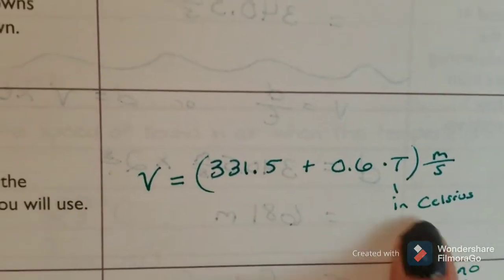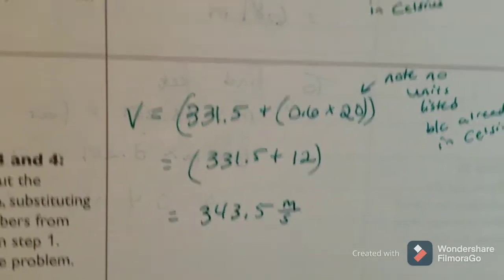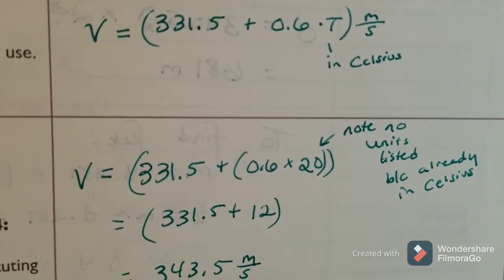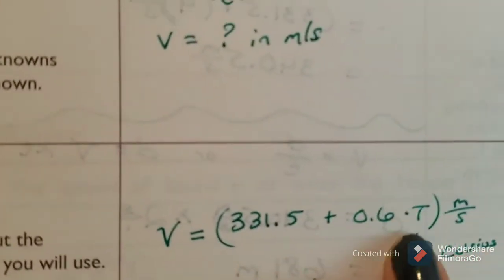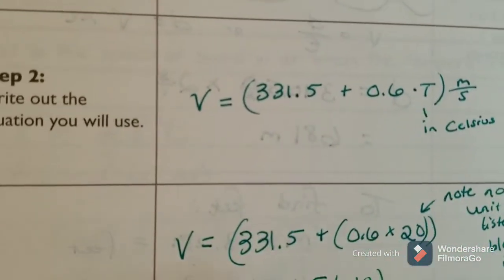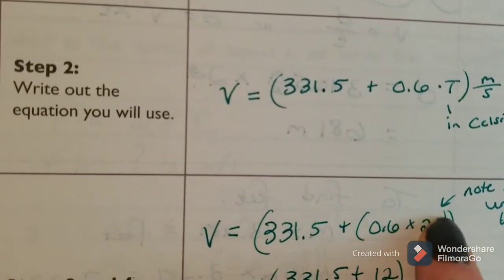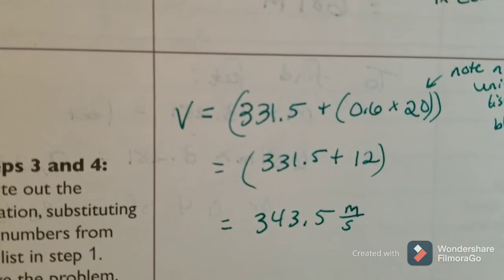So really, there's only one little thing to plug in. That's why we only have one variable up here, because it's the only one we need. How about that? Okay, so let's plug it in. No units listed because it's already in Celsius. Because this T always has to be in Celsius, you don't have to put degrees Celsius here. It's just given that it's in Celsius. That's built into the equation. It works as long as it's in Celsius.